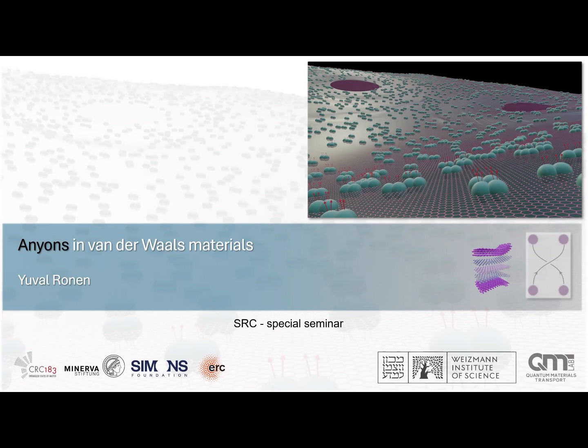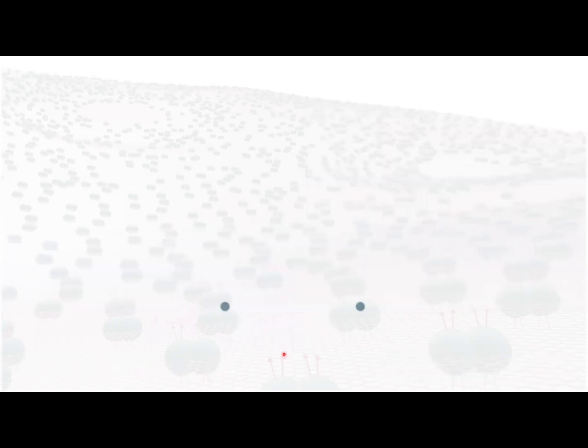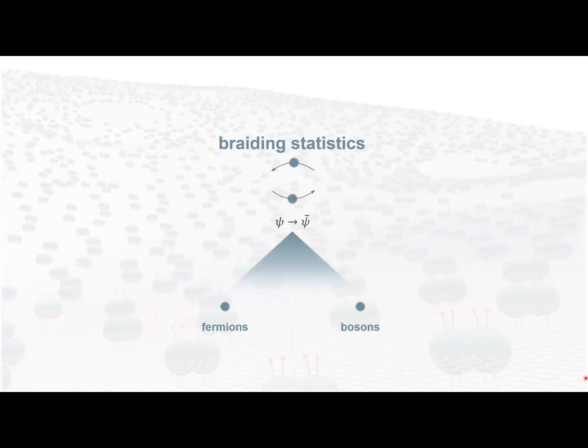So the talk is really about anions in van der Waals materials. So let's start. Since the dawn of quantum mechanics, two types of particles have been identified: fermions and bosons. Their braiding statistics describe how the many-body wave function changes as two indistinguishable particles interchange position, causing an exchange phase of pi for fermions and 2 pi for bosons.